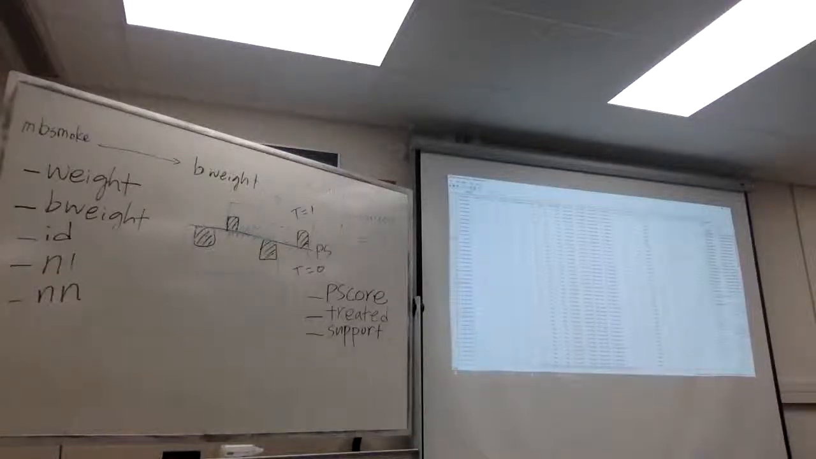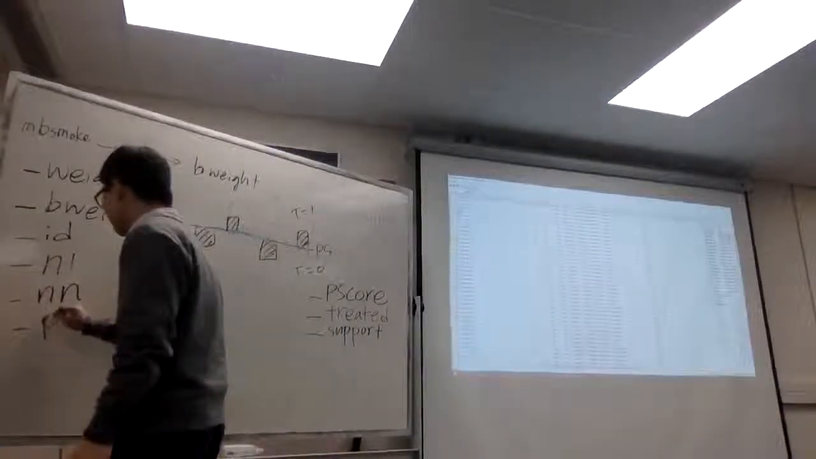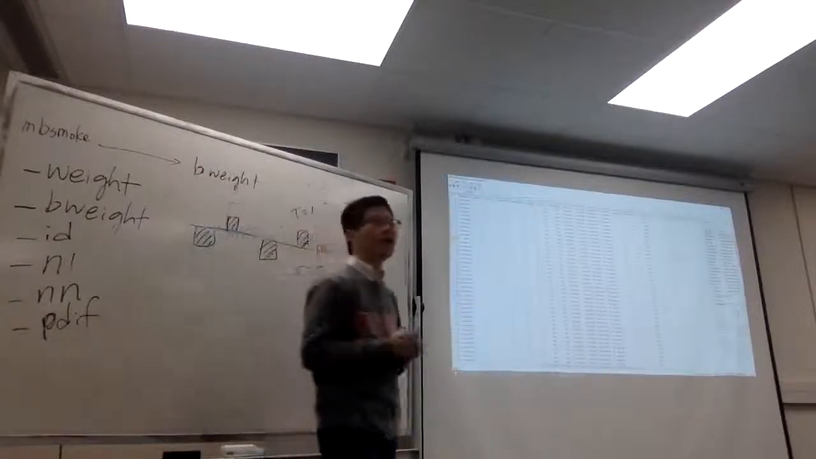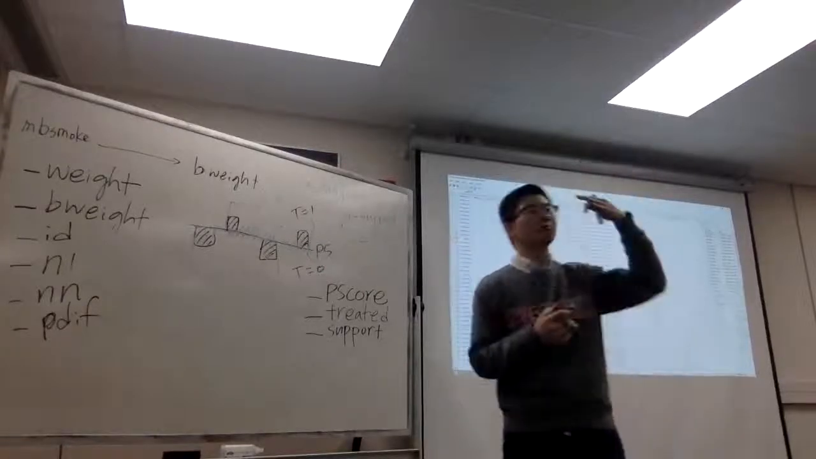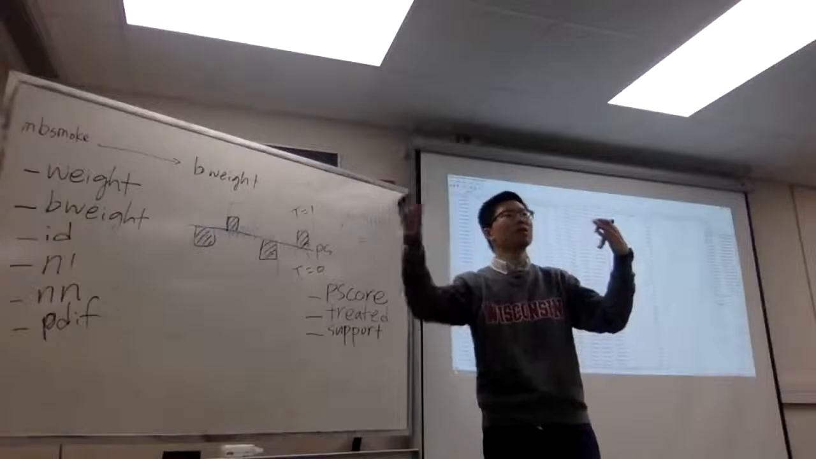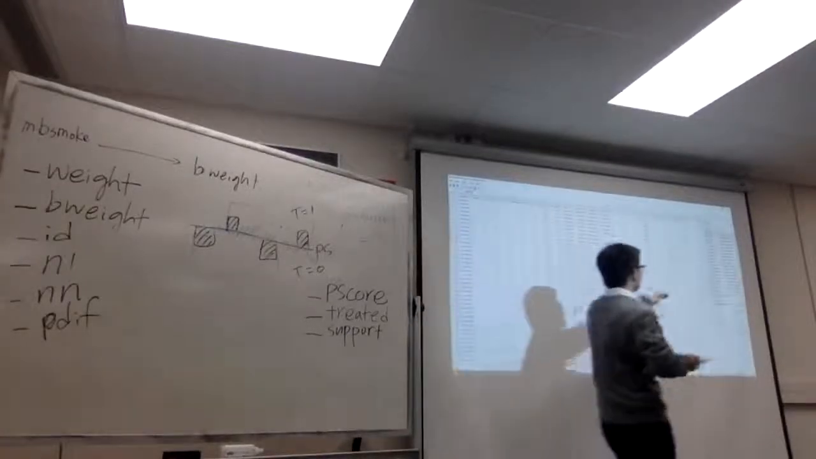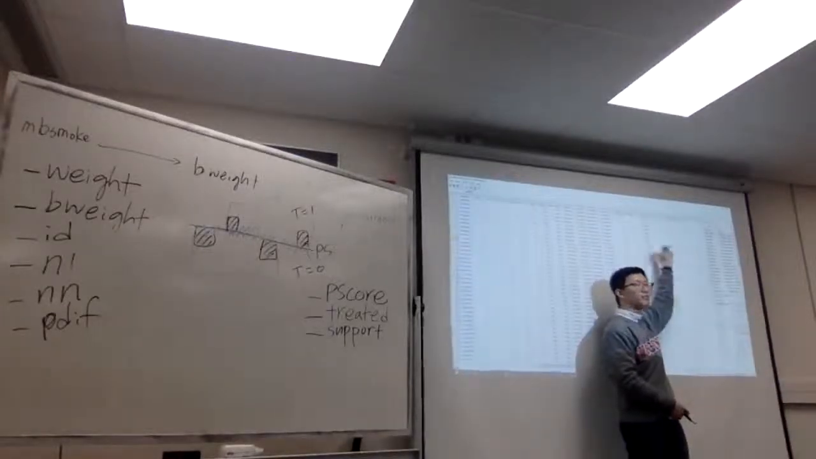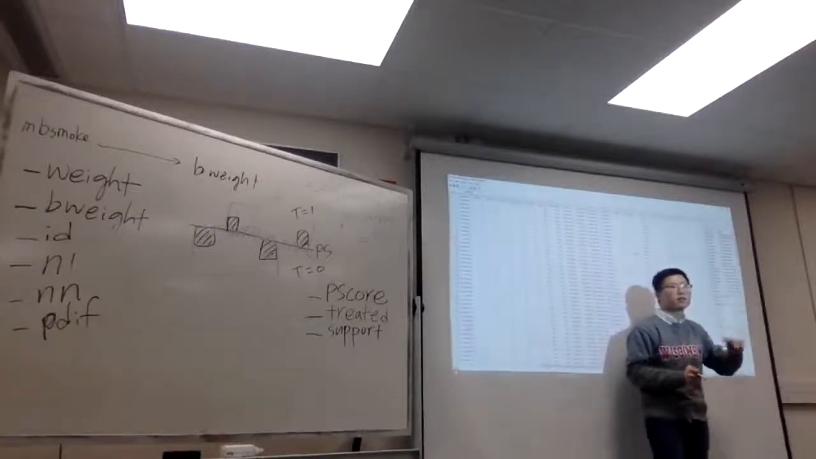And lastly, the PDIF variable is the propensity score difference between the matched treated case and the matched control case. In this case, the propensity score difference was 0. The matched cases' propensity scores were exactly the same in this case.